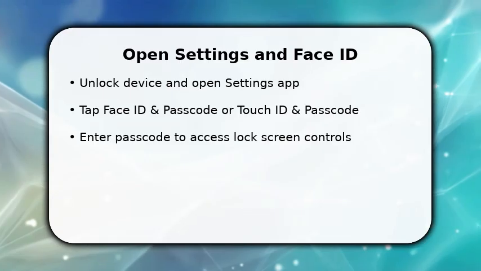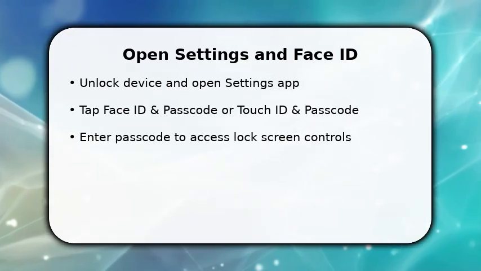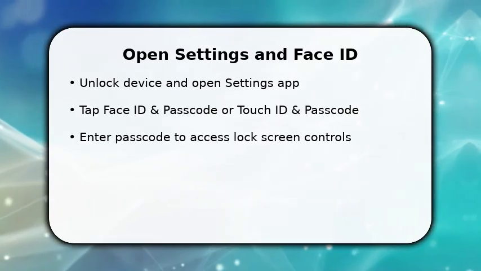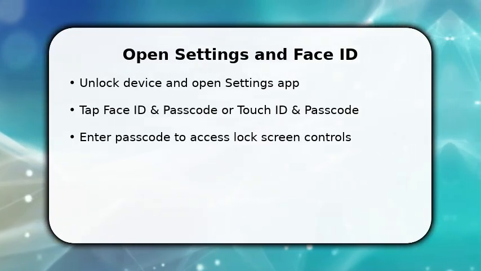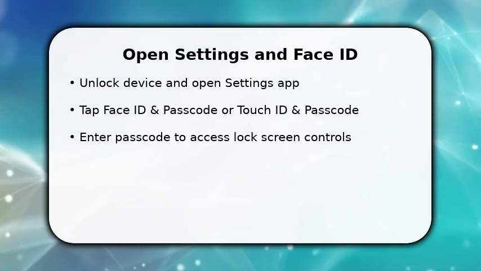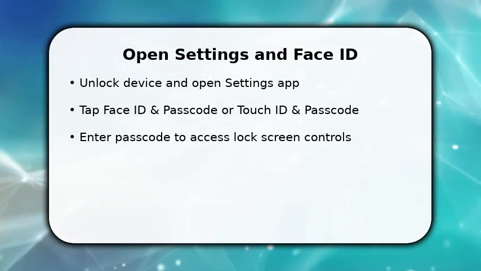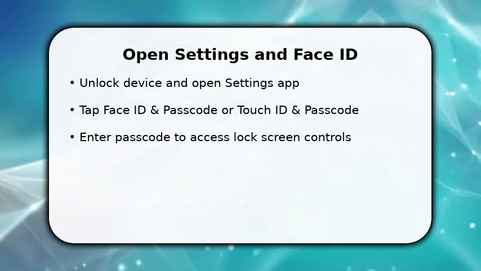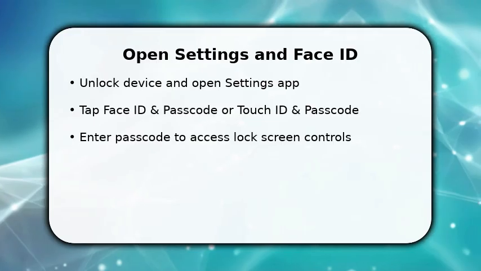You start by opening Settings and going straight to Face ID and Passcode, or Touch ID and Passcode. Enter your passcode when prompted. This confirms it's you and unlocks lock screen permission controls. Once done, scan the list labeled Allow Access when locked. You need to see the section containing media controls and recent items.